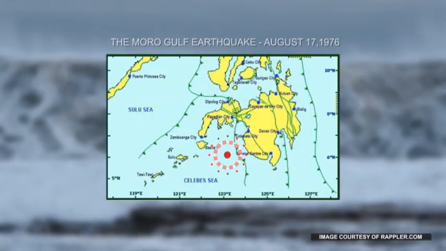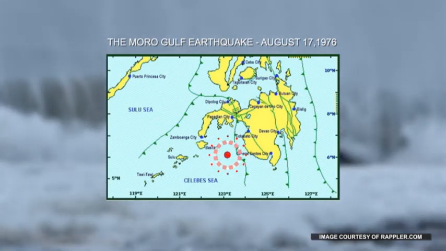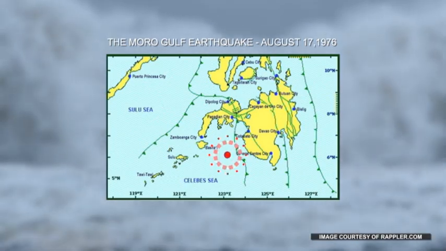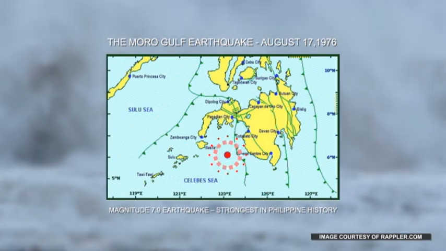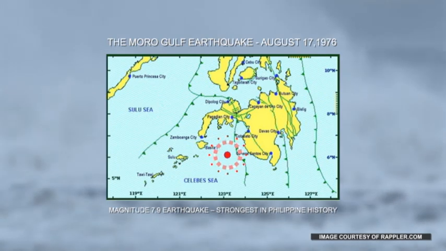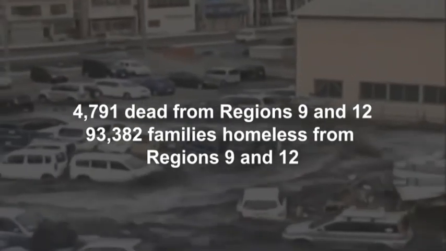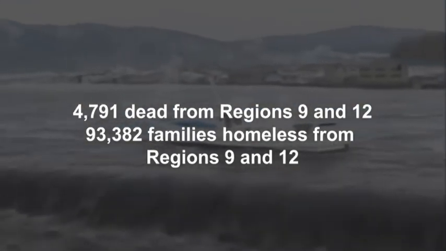The last tsunami to hit the country came from the 1976 Moro Gulf earthquake, which happened on August 17. That was a magnitude 7.9 earthquake that had its epicenter in the Gulf of Moro in the Celebes Sea. Waves reached as high as 9 meters. Yes, taller than most houses, with an official death toll of almost 4,800 between Region 9 and 12 alone. It also left almost 100,000 families homeless from both regions.